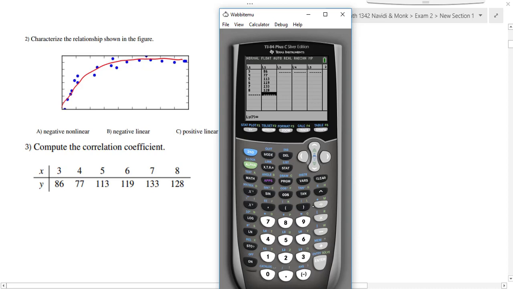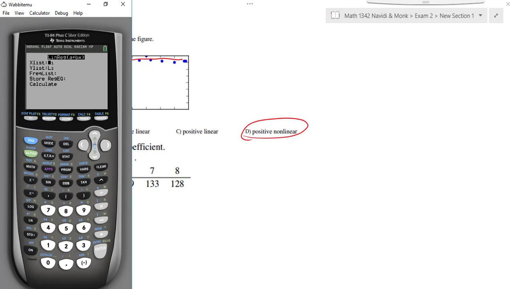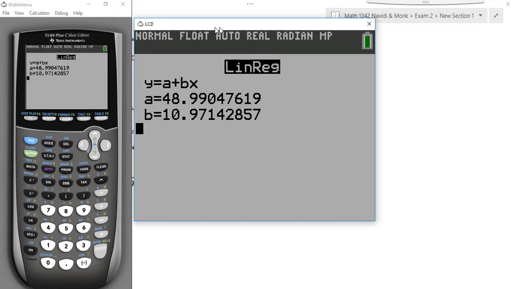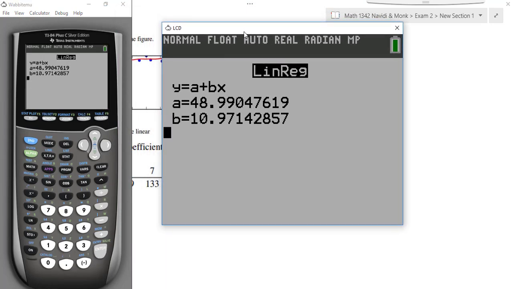Once you have your data into a list, what do you need to do? Second Mode takes you back to the home screen. And now what? We hit the Stat button, Calc. We wanted to use the linear regression equation on number 8, so we're going to hit 8. Our X's are in list 1, our Y's are in list 2, and we go down to Calculate, hit Enter. And I don't see my correlation coefficient, so what do I need to do on my calculator that you probably don't have to do on yours?